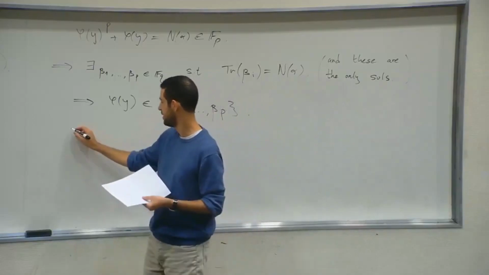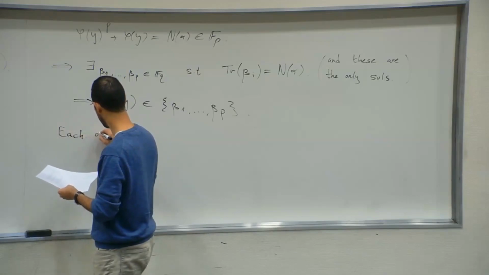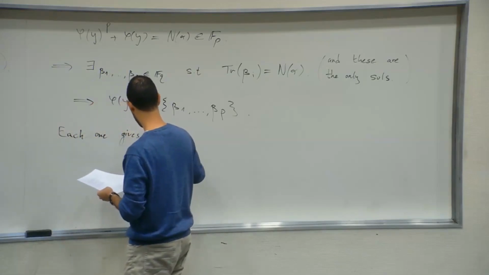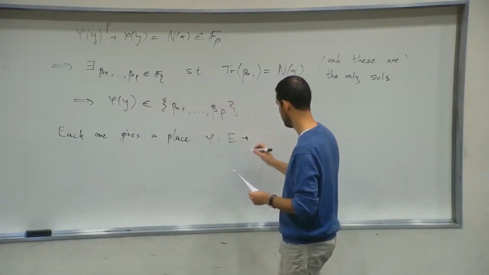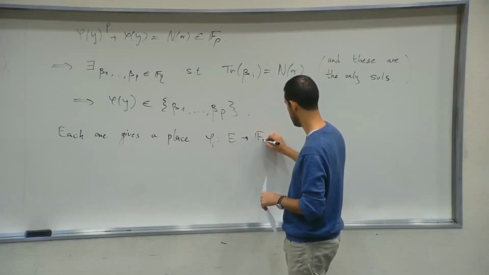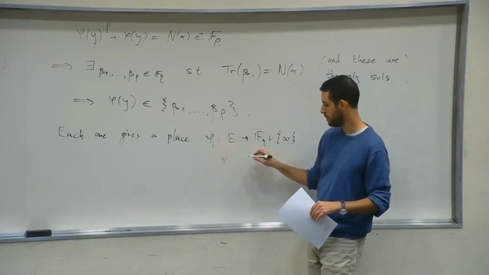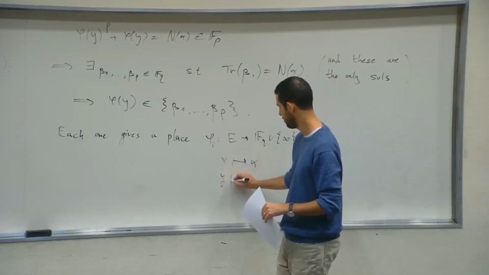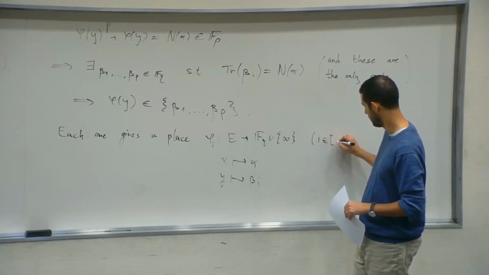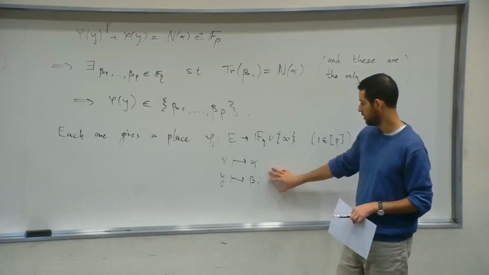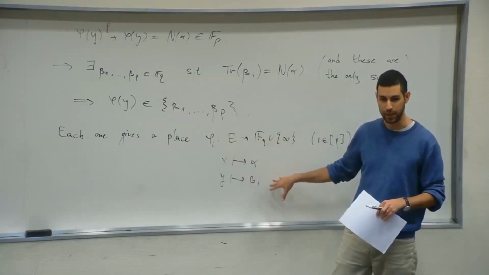Okay, so now what are the places? Each one is a place of E, from E to FQ union infinity, which maps X to alpha and Y to beta I, for I from 1 to P. So you can check that for each I, this indeed defines a valid place of E.